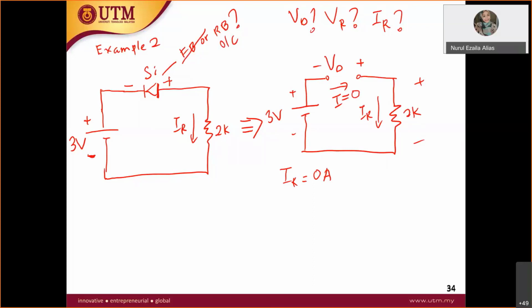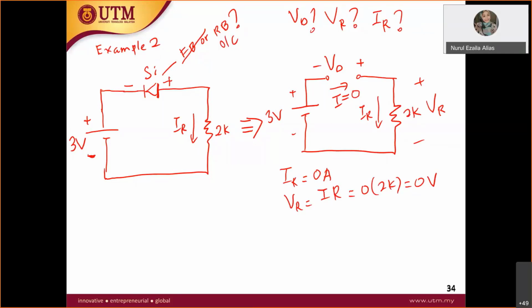How about VR, the voltage across this resistor? You know that VR equals IR times R, so 0 times 2K is equal to 0 volt. So VR equals 0 volt.